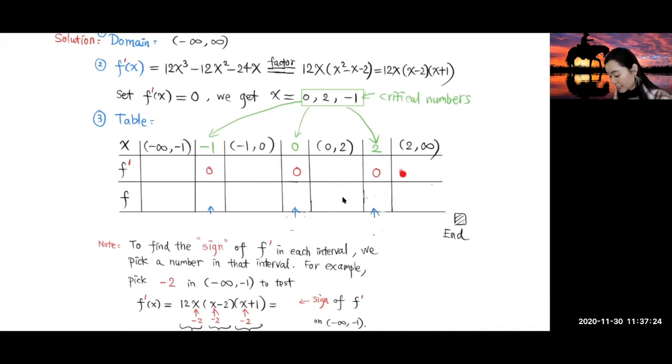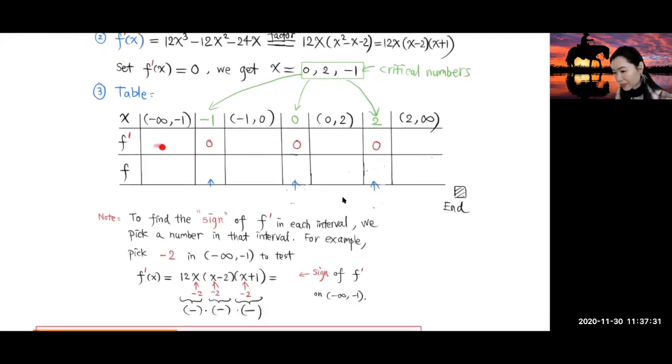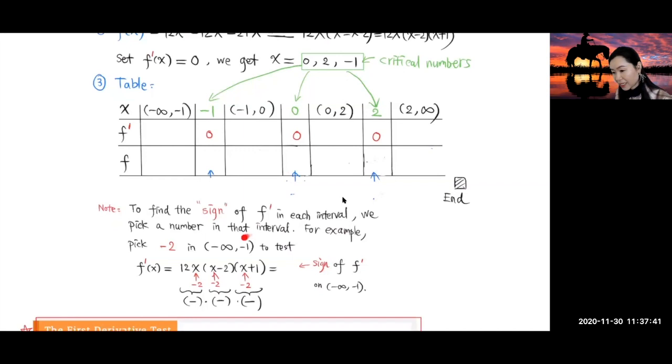I think it's easier to test over here. So let's pick a number. Actually, let's test over here. So we try to find the sign of the first derivative on each interval. We pick a number in each interval. For example, in this interval, -infinity to -1, I pick -2. So I pick -2 in this interval.